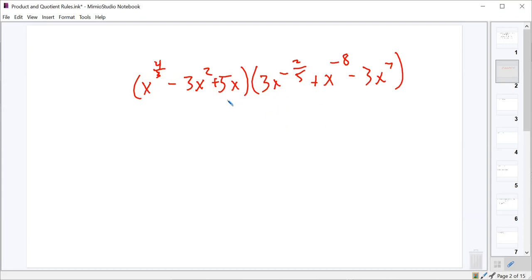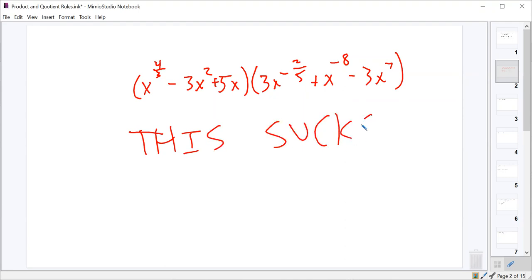How many of you would really enjoy distributing out all of these terms to turn this into one long expression that we could use the power rule for? None of you. That's the answer I was looking for. None of you would really enjoy that, would you? That would suck, right?